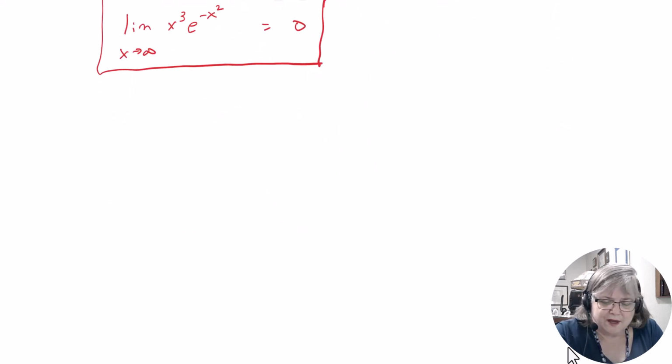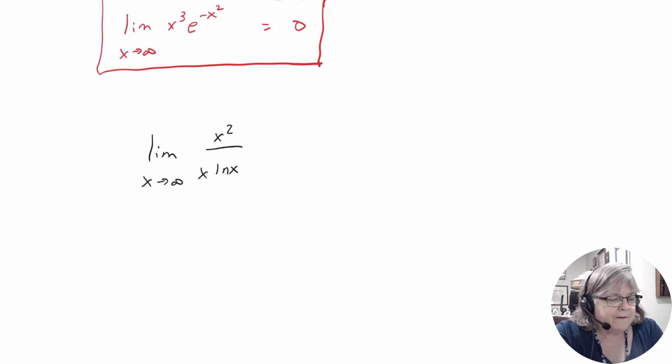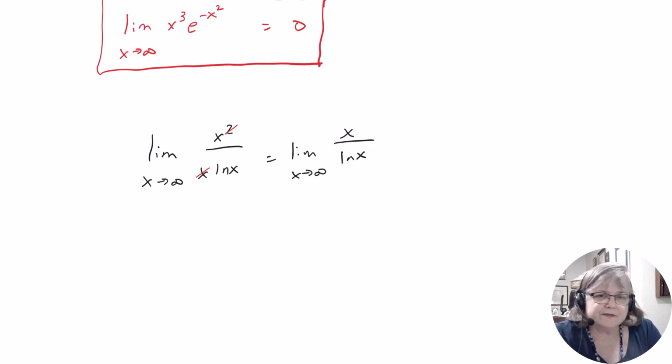Now let's look at the limit as x goes to infinity of x squared over x natural log of x, right? Now, this is interesting because this one starts off and says, let's just take one of those out. So this is the limit as x goes to infinity of x over the natural log of x. Okay? Now, as x goes off to infinity, obviously, that's going to be an infinity.